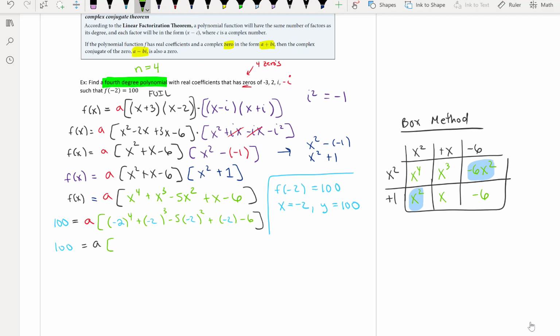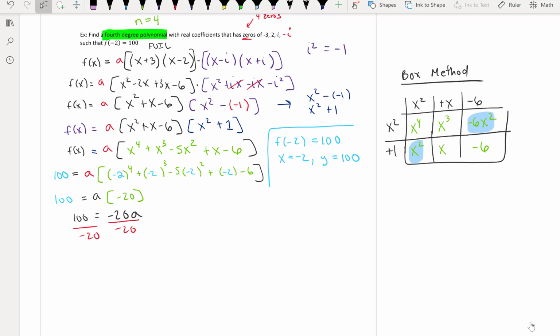I'm going to plug all of that into my calculator. Now I'm going to get a negative 20. So really I have that 100 is equal to negative 20 times a. To get the a by itself, I'm going to divide by negative 20. So 100 divided by a negative 20 gives me a negative 5, which is equal to my a value. So now I have that a value. So now I'm good.